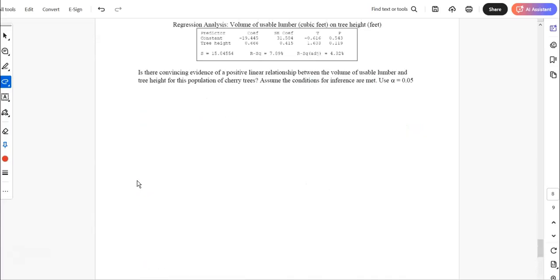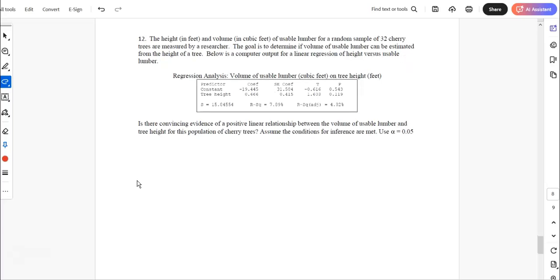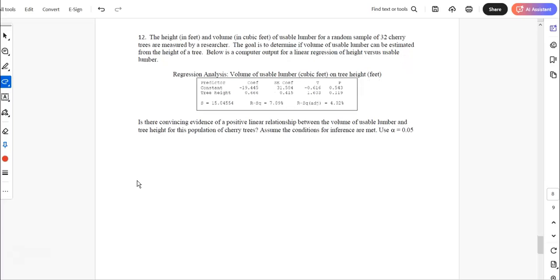Good. Okay. The height in feet and volume in cubic feet of usable lumber on a random sample of 32 cherry trees are measured by a researcher. The goal is to determine the volume of usable lumber that can be estimated from the height of a tree. Below is a computer output of a linear regression of the height versus usable lumber. Is there convincing evidence of a positive? So this one does have a direction to it, right? Unlike that last one. So if I'd read it carefully, I would have been like, okay, so I read this one better, so that's good.